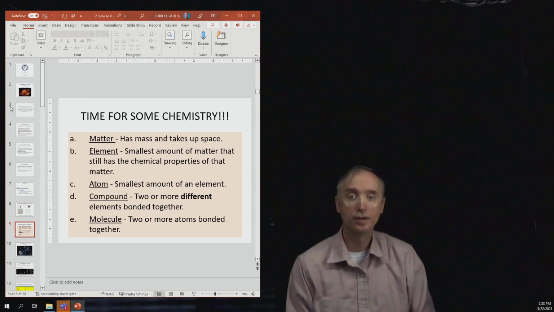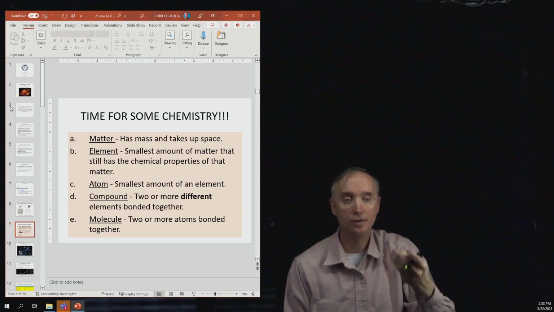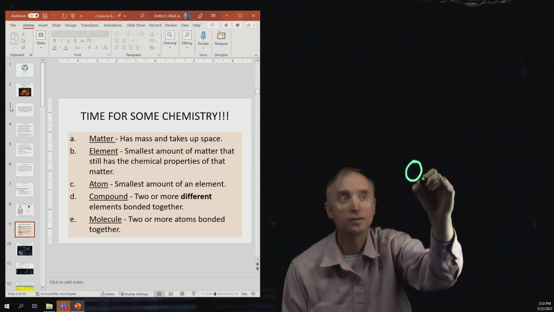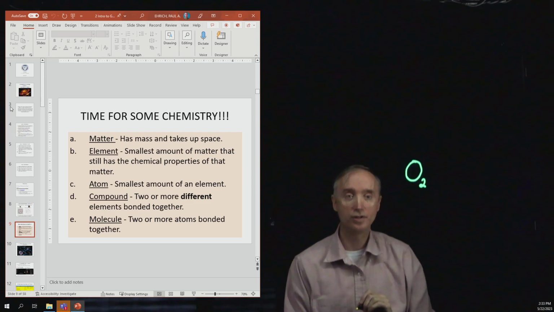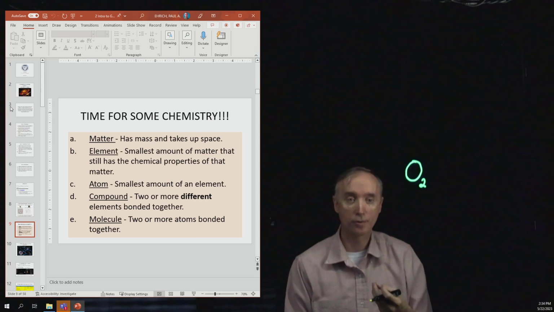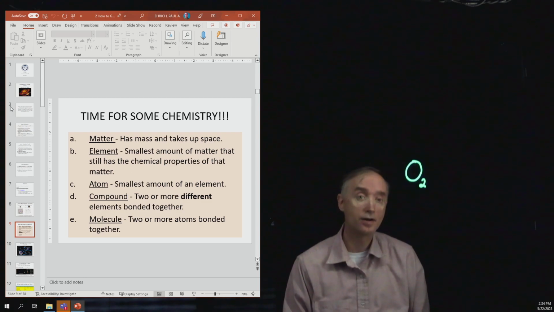So an element is going to be the smallest amount of matter that still has the chemical properties of that matter. So let's say, for example, that we're talking about oxygen. That oxygen, the stuff that you breathe, is molecular oxygen, meaning that it's two oxygens that are glued together. And you know that oxygen has certain chemical properties. So for one thing, you can breathe it. Another thing, you can burn things in the presence of oxygen.